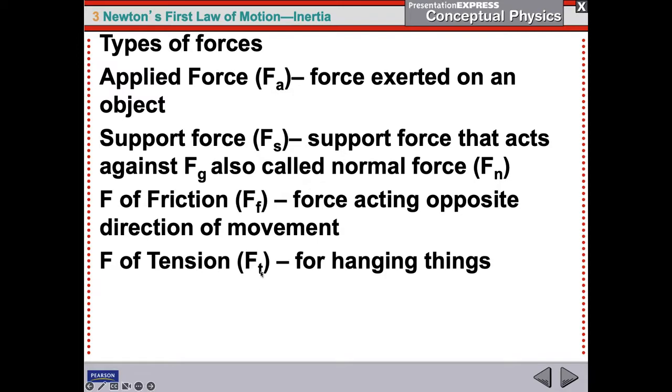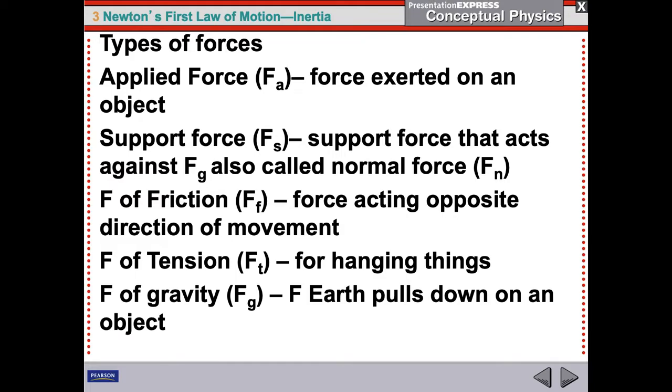Another one, a special case, is the force of tension, or tension force, force with a little t, and that's for things that are hanging. If you had a bowling ball hanging from a rope tied to the ceiling, gravity is working on the bowling ball, and the force that keeps it from falling down is the rope holding it up. That force would be called the tension force, or force of tension.